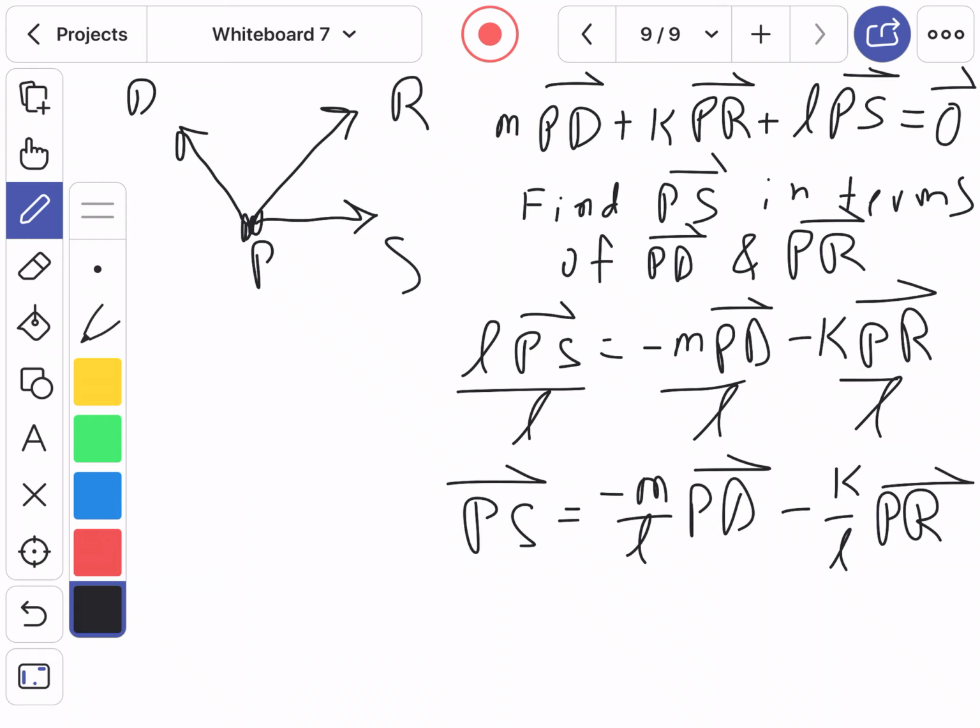That can be true for any of the other vectors too. You can solve for PR, you can solve for PD. But what this is saying is that this expression is a linear combination of the other two vectors in this system. So PS can be expressed in terms of the other two vectors, where this negative M over L and this negative K over L are just scalars. So this is just scalar multiplication and, in this case, subtraction. I'm going to pause there for now.